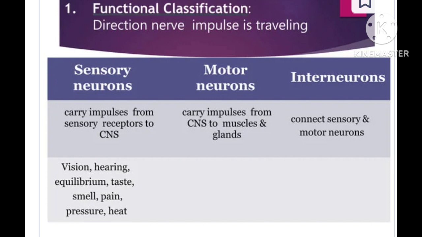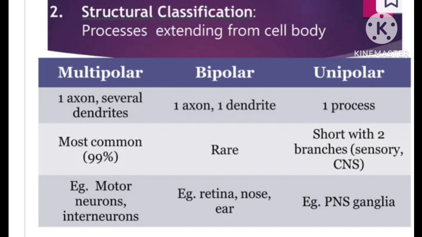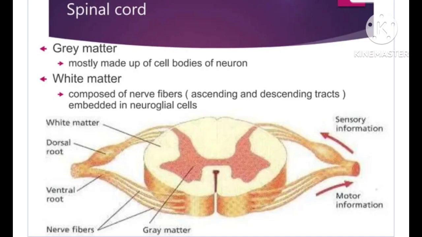So next is functional classification. Sensory neurons, motor neurons, and interneurons. Sensory neurons carry impulses from sensory receptors to central nervous system. Motor neurons carry impulses from central nervous system to muscles and gland. And next is the structural classification, process extending from cell body: multipolar, bipolar, and unipolar. You can see here. And the next is, you can see the multipolar includes one axon.